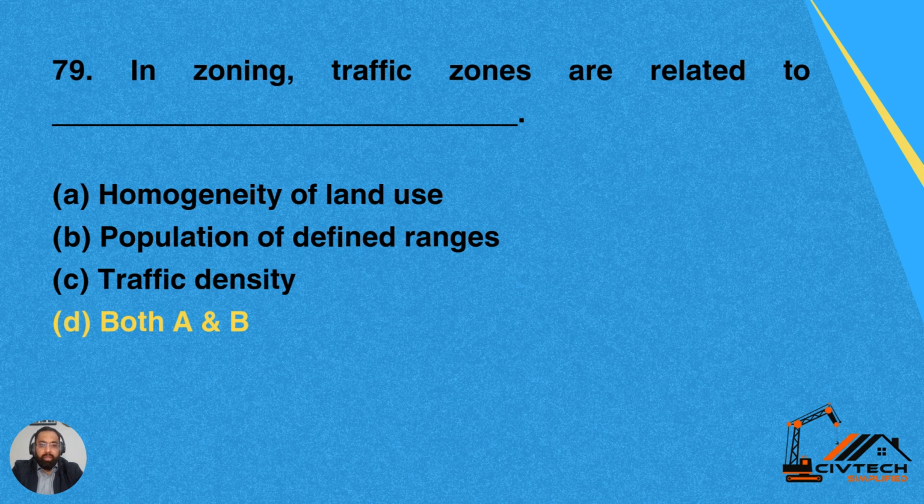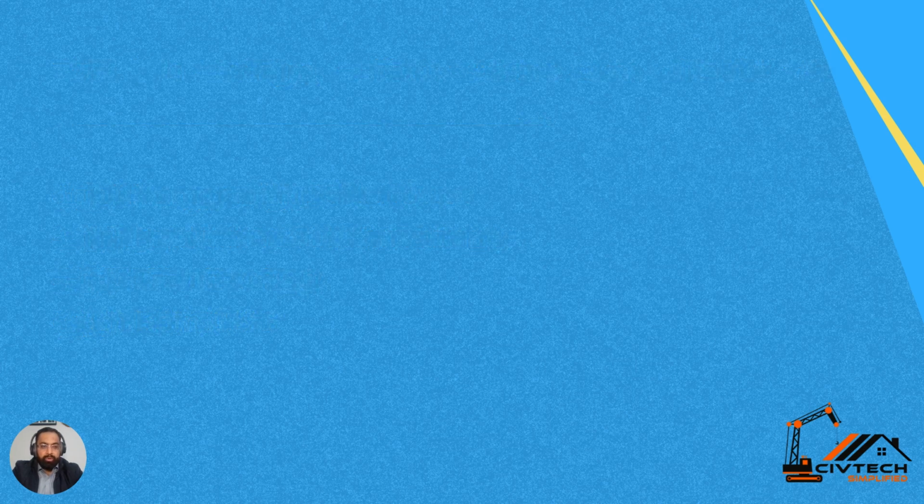79. In zoning, traffic zones are related to dash. Option A, homogeneity of land use. Option B, population of defined ranges. Option C, traffic density. Option D, both A and B. In zoning, traffic zones are related to options A and B. Both A and B are the correct options. Therefore, D here is the correct answer for this question.